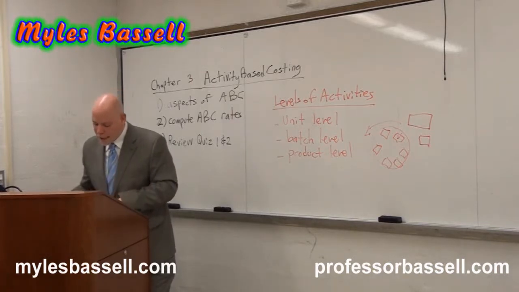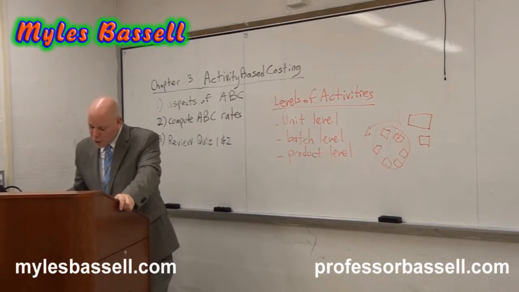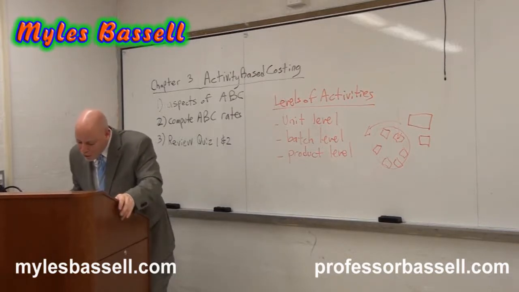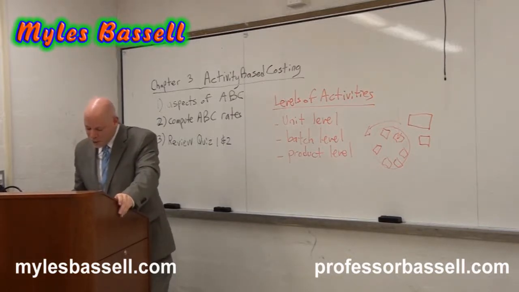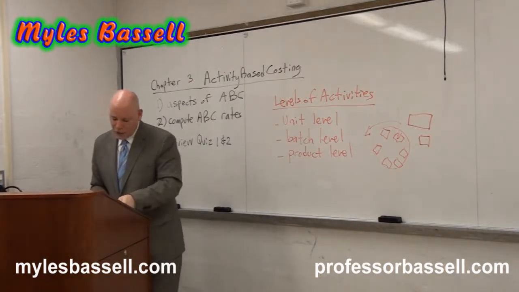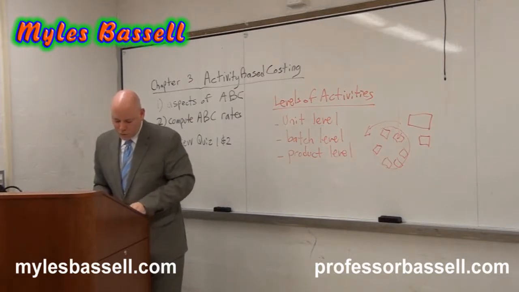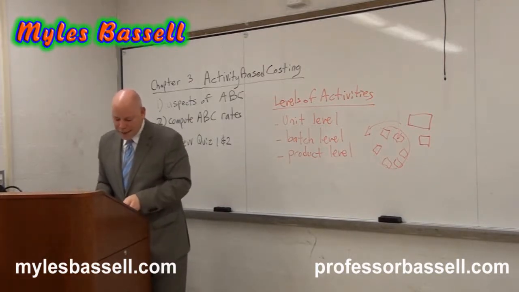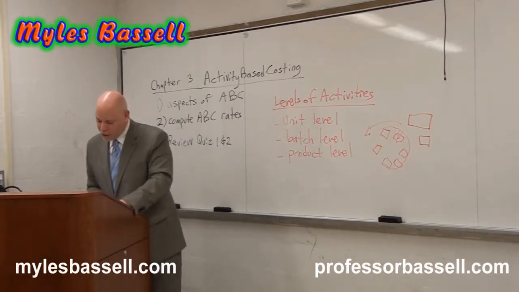All right, the first one says, for this company, direct labor workers assemble a product. So what we want to do is decide, for this activity, what is the level, and then what is the activity measure that we're going to use. So what do you think? Direct labor workers assemble a product.